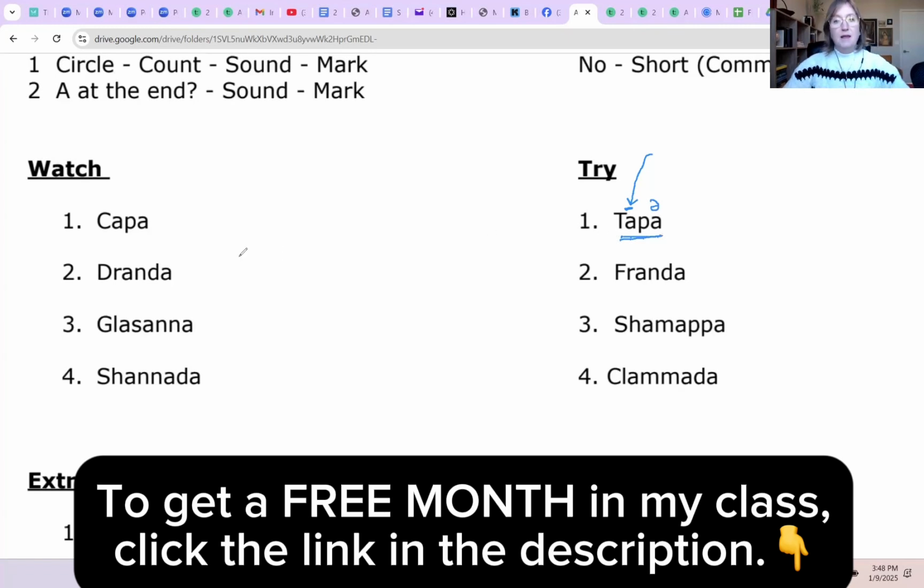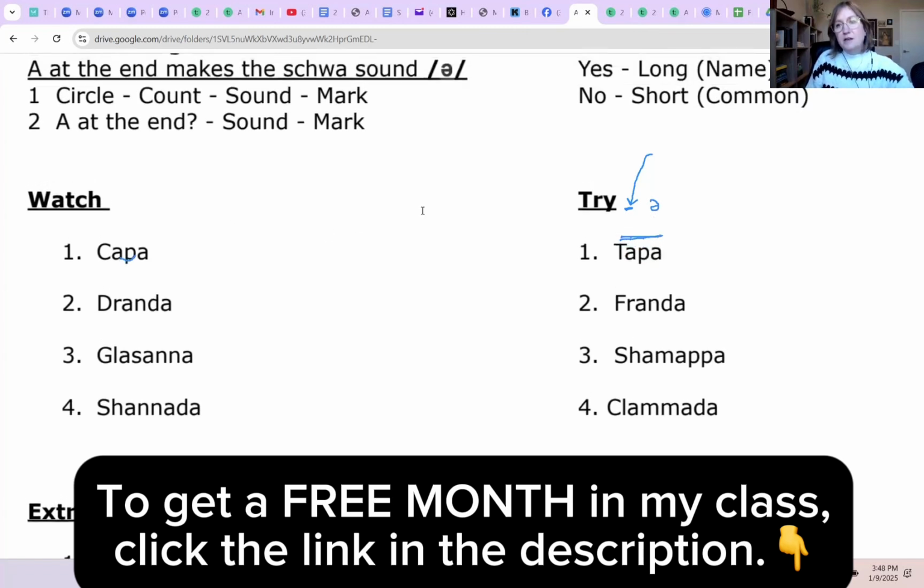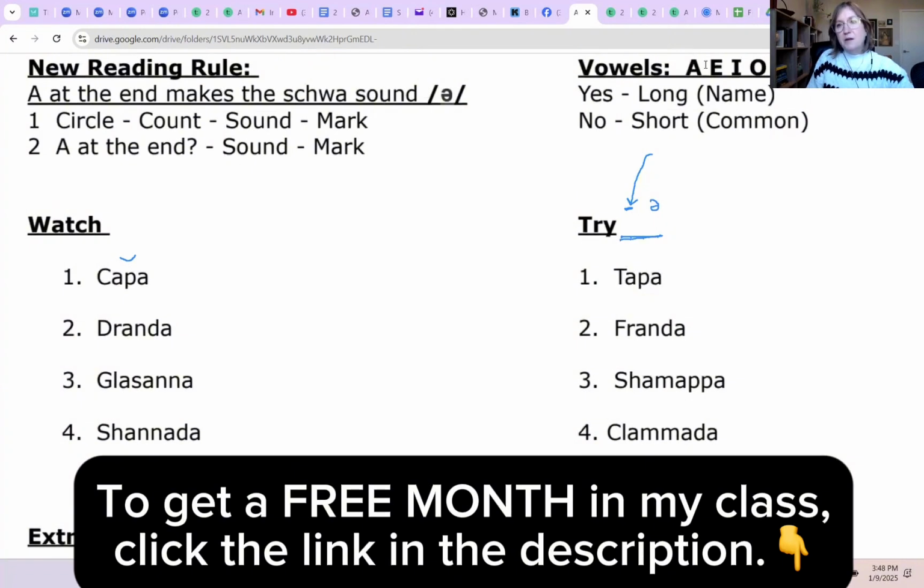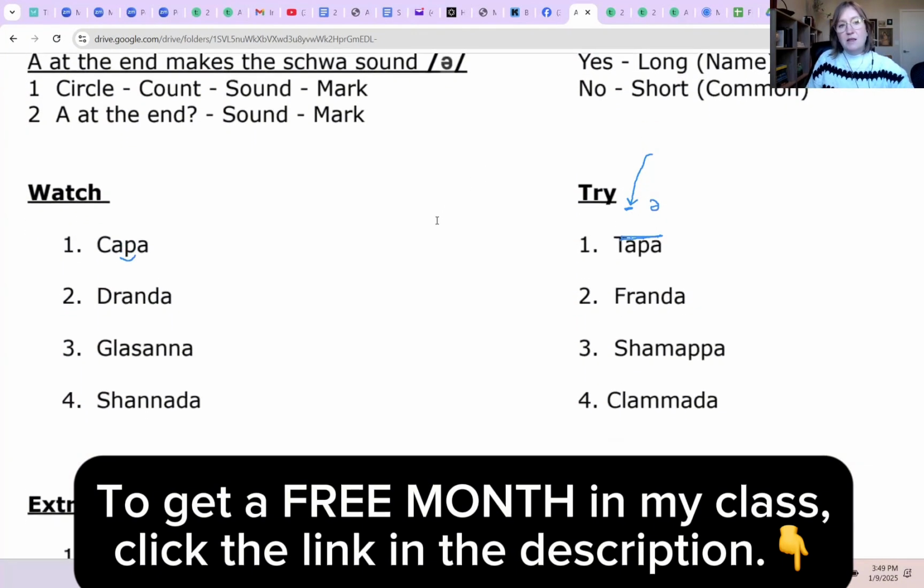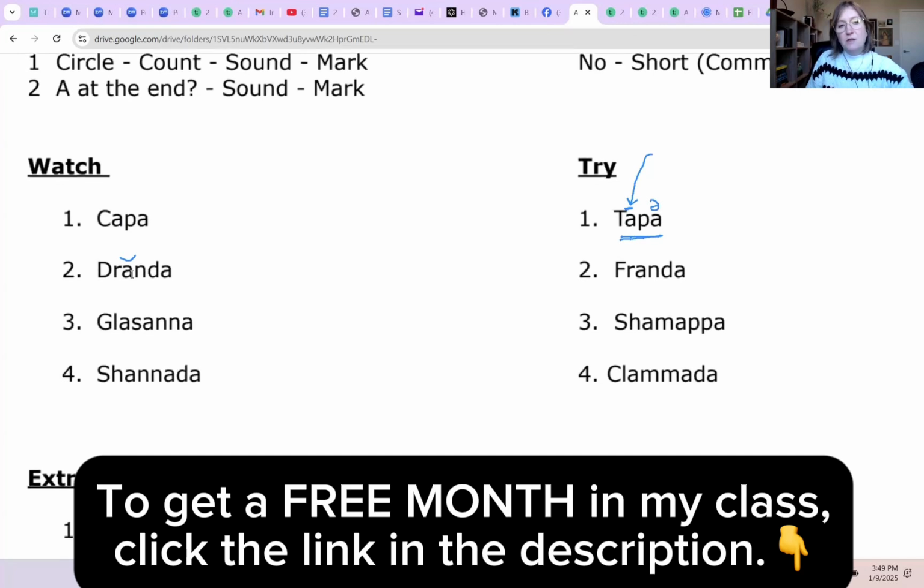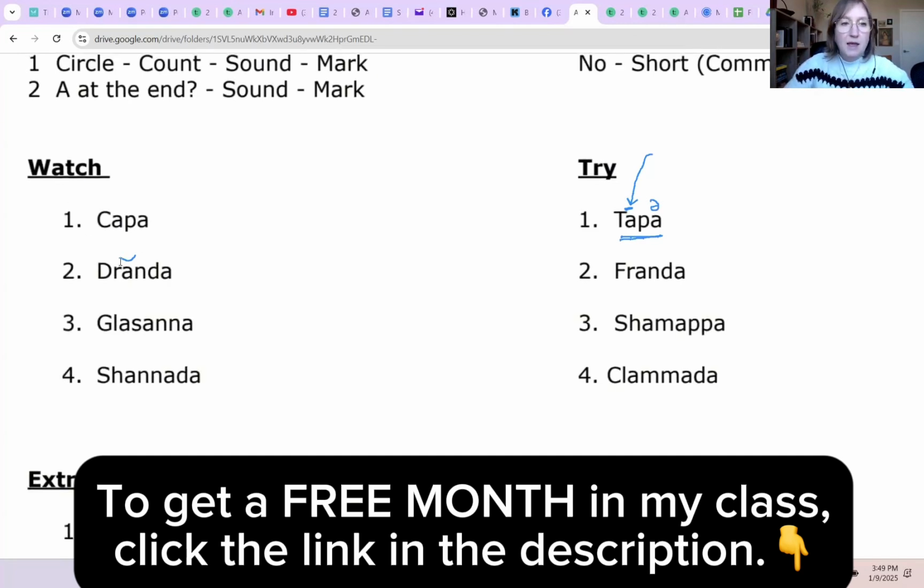Yep. All right, number 2. Let me mark my vowels first. This A, according to the tap 2 rule, says "a" because vowels make their short sound if there are 2 consonants after it. And a consonant is any letter that is not a vowel. Here are your vowels up here, A, E, I, O, U, and Y. If it's not one of those, it's a consonant. If there are 2 consonants after a vowel, it makes its short sound.